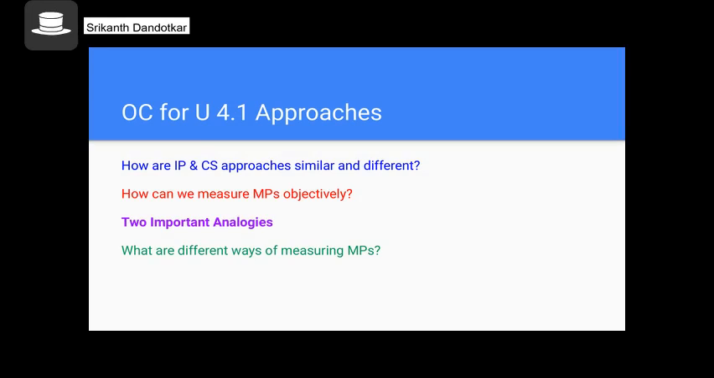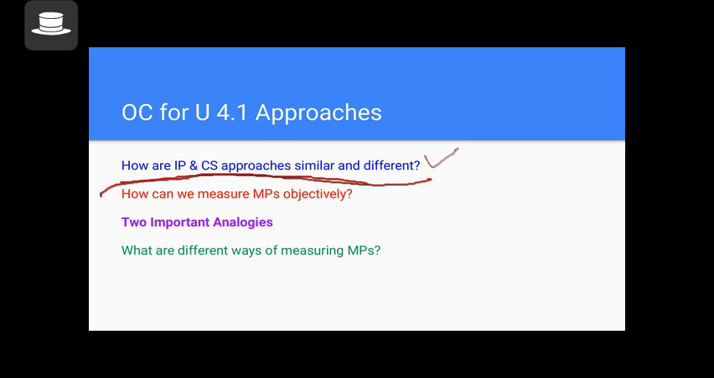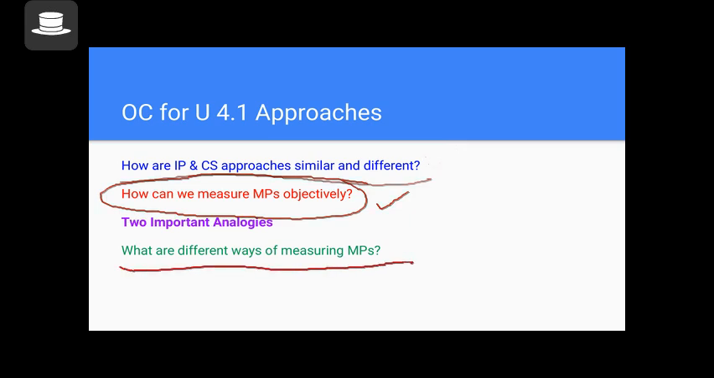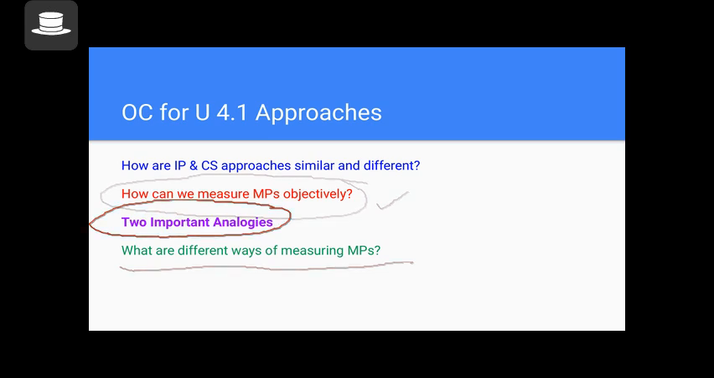Okay, so coming to the next outcome, we talked about how these are different and similar in a very general sense. Again, we'll talk about how specifically these are different in the next video. Then we said, how can we measure mental process subjectively? We talked about the factory analogy. Now, before we talk about what different measures there are of measuring mental processes, we said we need to look at the two important analogies, and that's what we'll do now.